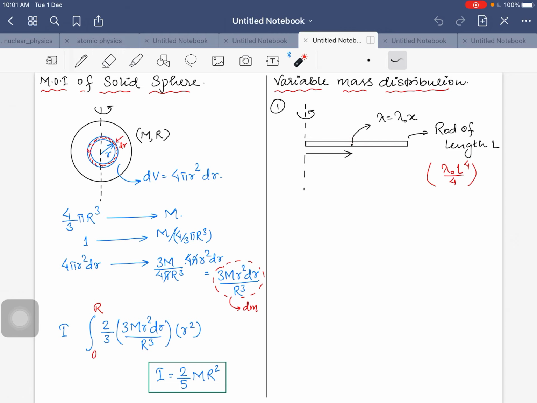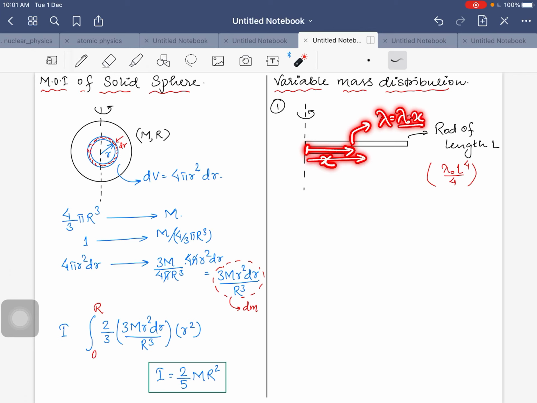Here, in the previous case, the rod is having uniformly distributed mass, that is mass m and length l. But here the mass per unit length is actually varying with distance x. Means from here if we move a distance x, so the mass per unit length is this, lambda equals lambda naught into x.